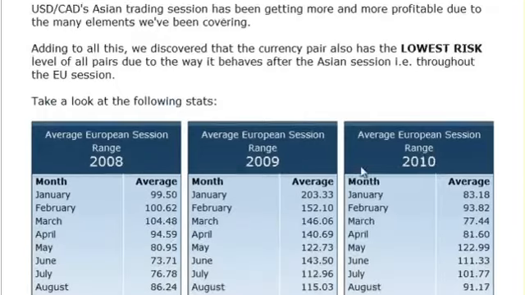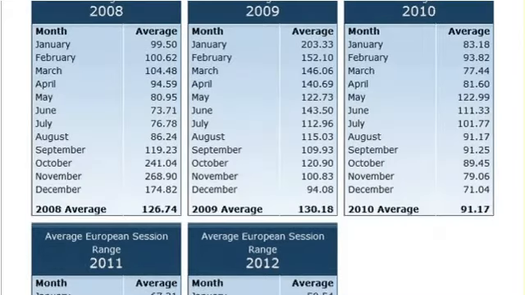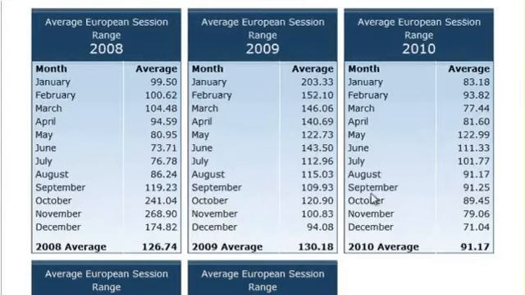Let's look real quick at some stats here. This will give you a much more vivid picture of what I'm talking about precisely. Average European session range 2008, 126 pips. Okay, for the USD CAD pair. 2009, 130 pips.